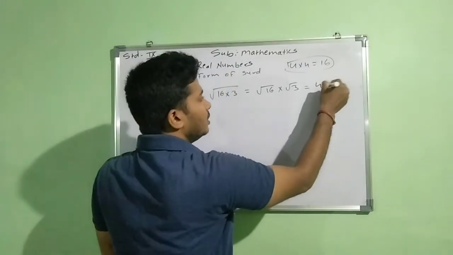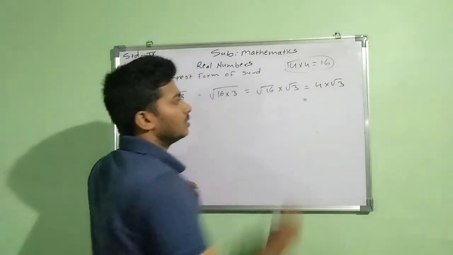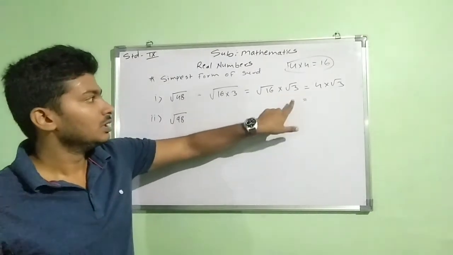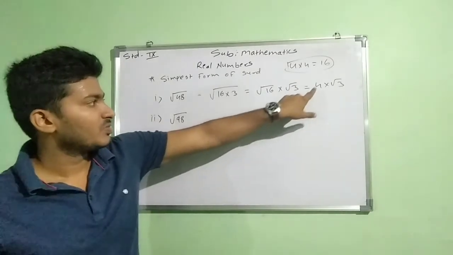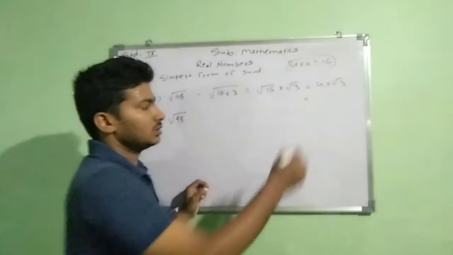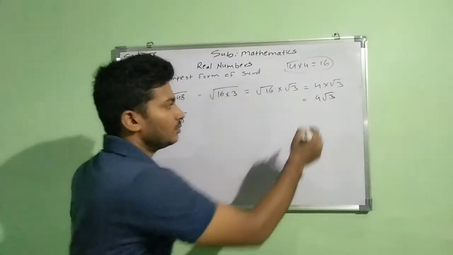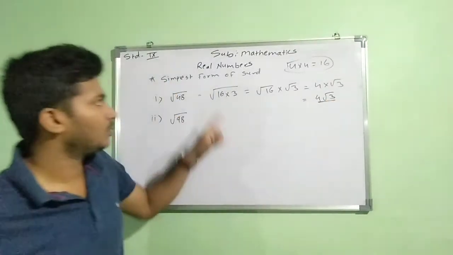So you can write 4 multiplication root 3. Now we cannot do anything more here because root 3 is an irrational number. So that is 4 into square root of 3, so we can write 4 root 3. And that form is the simplest form of that surd.